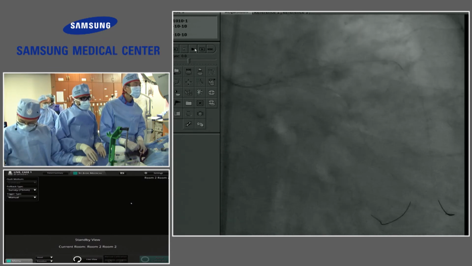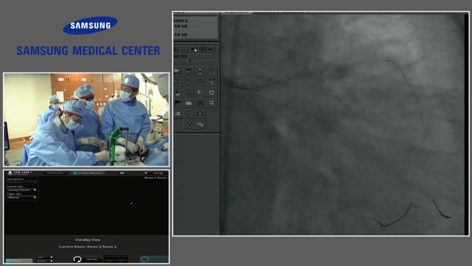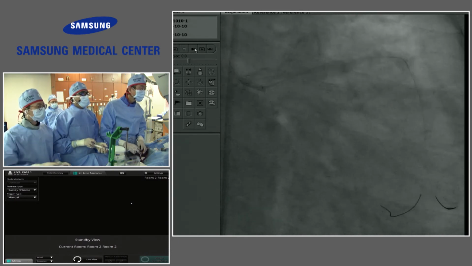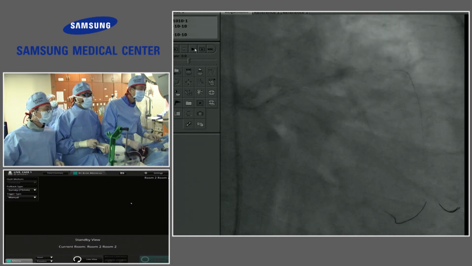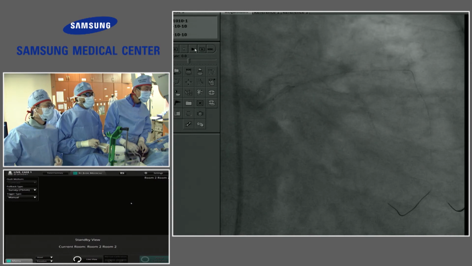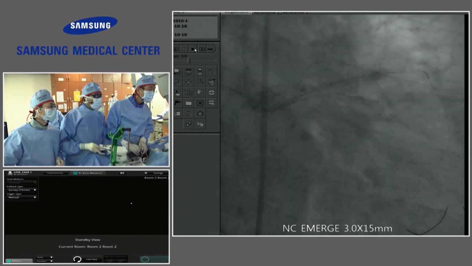Rotablation in the LAD and obtuse marginal, and then do the OCT in both sides. Yes. And typically, outside of the left main, we wouldn't really. This is where we're just dilating the ostium of our LAD here.